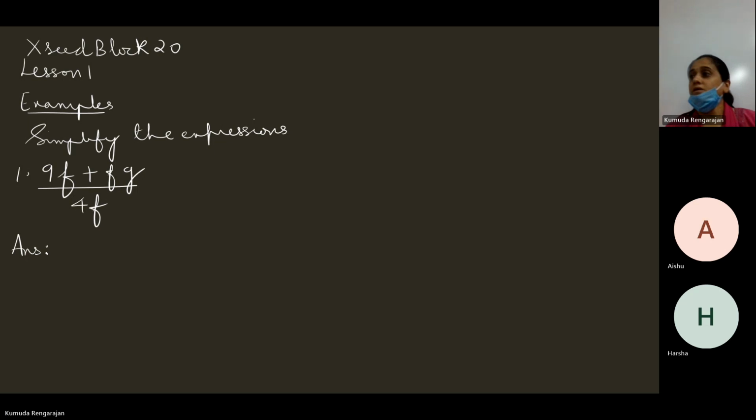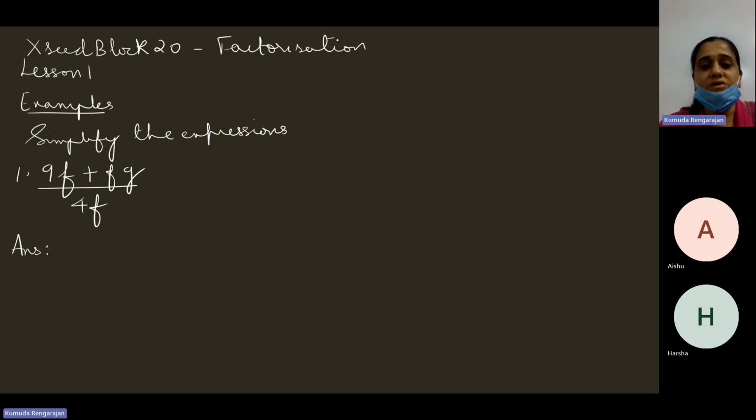We need to simplify the expression 9f plus fg by 4f. So this is factorization. The golden rule in factorization is to take out the common factor. If an expression has a common factor, take out the common factor. That should be the first and foremost step if the terms in the expression have something in common. Common meaning something other than 1. 1 is always common between the terms. So if the HCF is something other than 1, then take out the common factor.